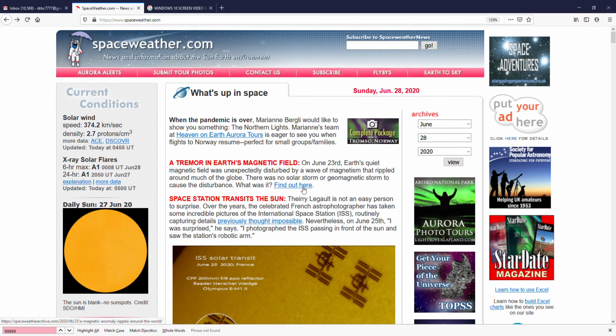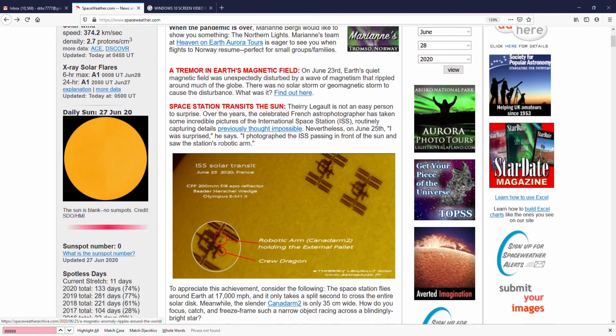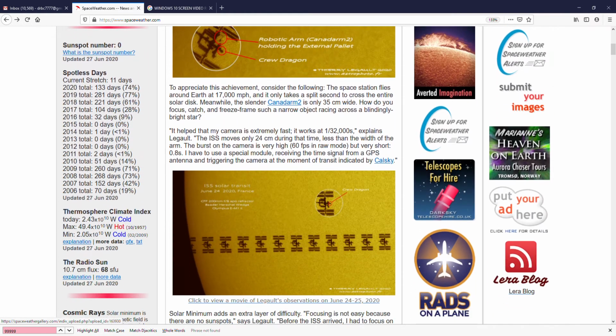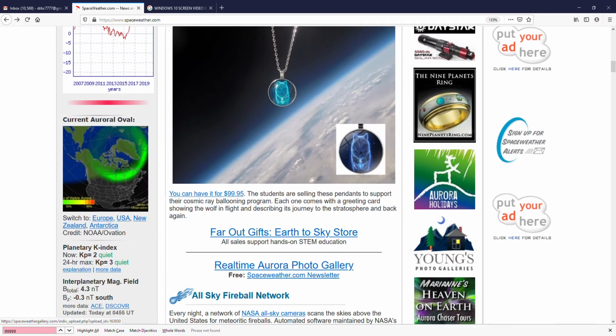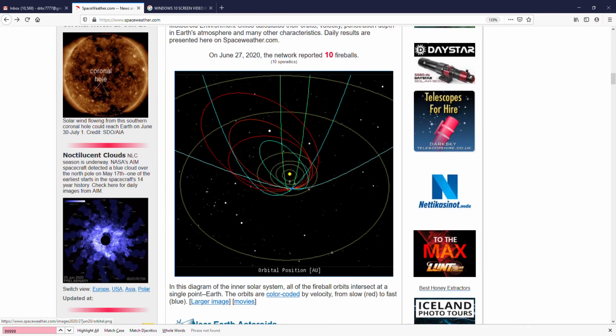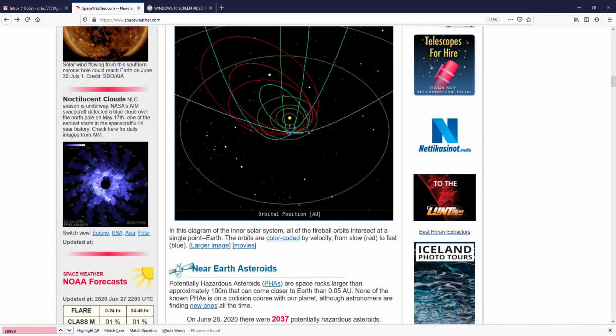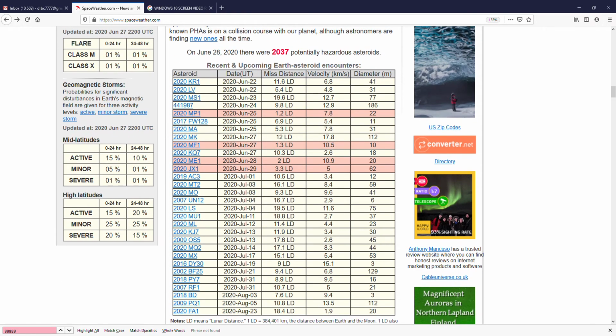But before I show you that, this actually has all sorts of interesting stuff in it. You may want to take a close look at it just in general outside this lab. Down here they have a plot of recent recorded fireball orbits that they've computed. The other thing that's fun is a list of upcoming Earth asteroid encounters, and they have them hyperlinked for you. Also the miss distance. LD means lunar distance. The moon's about 250,000 miles away.